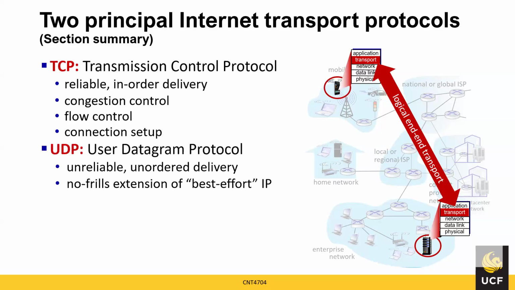And then we have UDP, which is obviously unreliable in-order delivery, and it's essentially a no-frills extension of IP's best-effort service. It is faster, but it is used in applications where speed matters more than reliability. And that is mostly things like online games and voice calls.